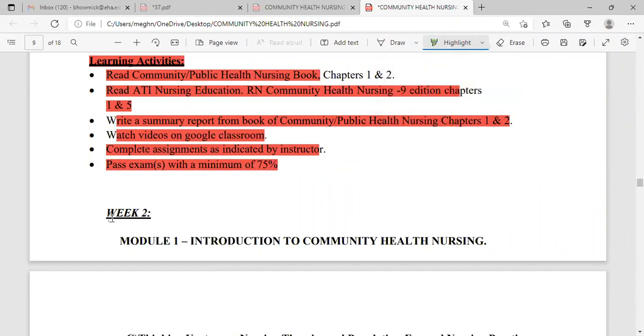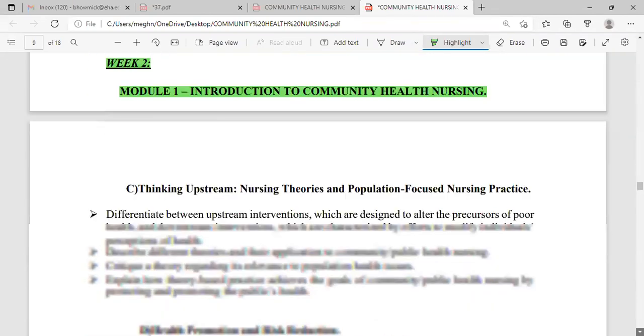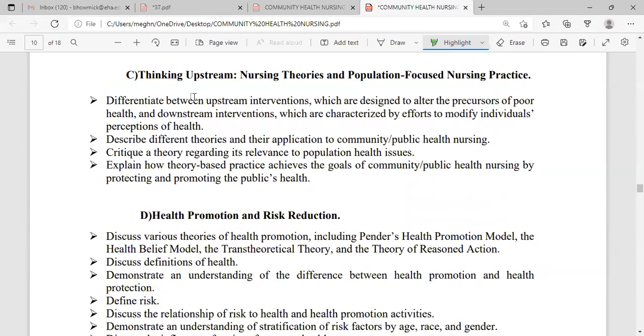Next, go to week 2. Week 2 contains Module 1, Introduction to Community Health Nursing, the rest of the part. Here we see nursing theories and population-focused nursing practice. And next, Part D, health promotion and risk reduction.